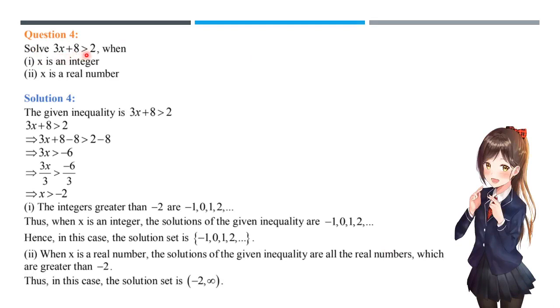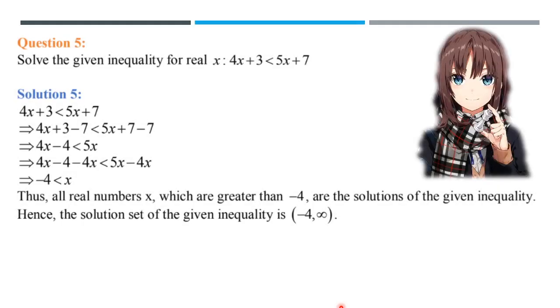Solve 3x plus 8 greater than 2 when x is an integer and x is a real number. Again, first of all, let's solve it. We get x is greater than minus 2. Greater than minus 2, how much greater? We don't know, so till infinity we can say. In the form of a set, how would we write it? x is greater than minus 2, which means minus 1, 0, 1, 2 up to infinity. And when x is a real number, what can we say? Minus 2 to infinity in an open interval.